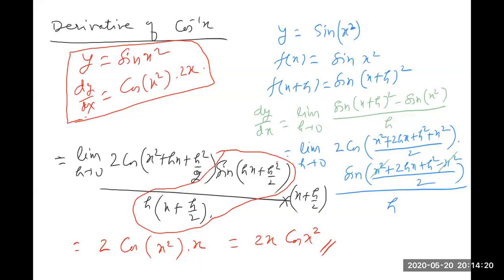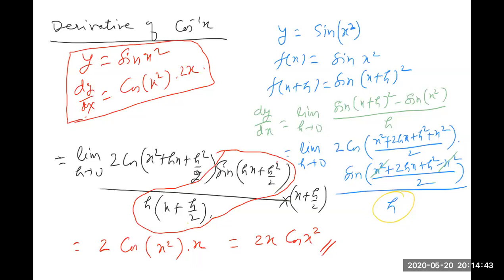So the limit of sine theta upon theta is equal to 1. This red circle I have made will be 1, because the theta angle is the same, (hx plus h square) upon 2. What was the problem here? I was having only h here, so I multiplied and divided by (x plus h) by 2. And now h is equal to 0.